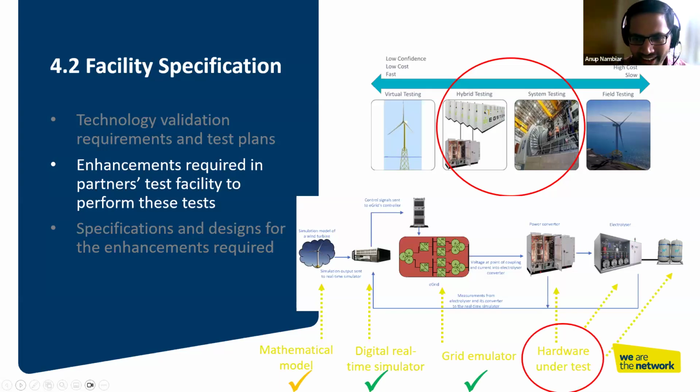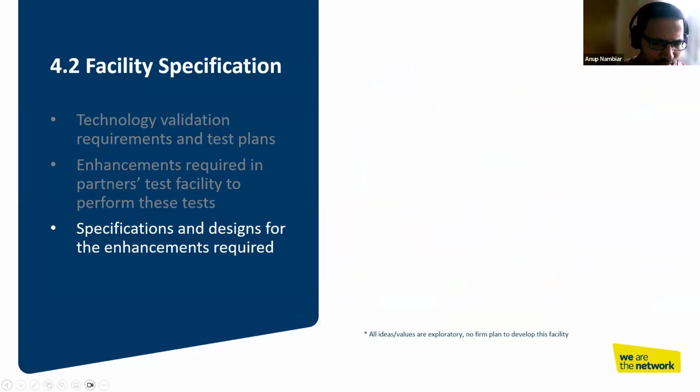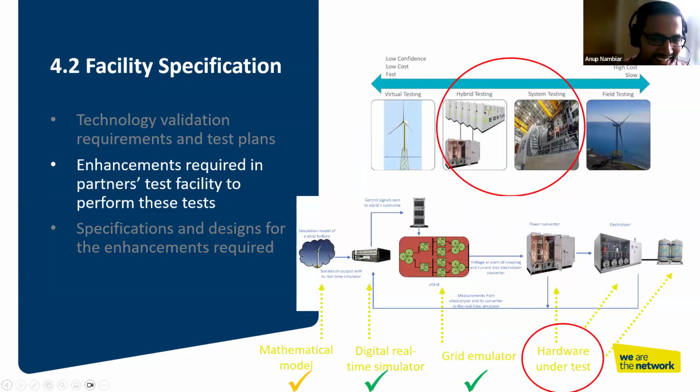So I think there's a few bits missing there on the screen, but what I had there was where we are with this kind of testing capability within the ORE Catapult. We've got mathematical models of various components that we've been developing, and we've used them in real-time simulators in the past, from wind turbine powertrains to electrolyzer models, battery systems, etc. We have hardware in the loop facility capability already, using a couple of real-time simulators that we have. We have grid emulation capabilities as well.